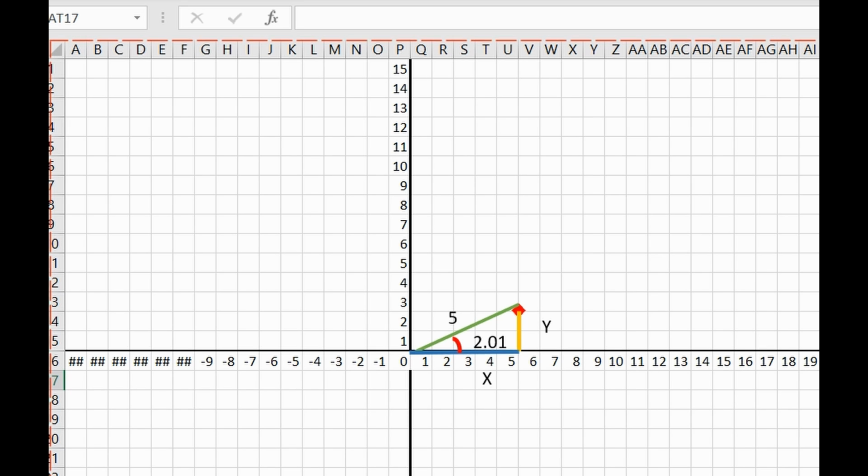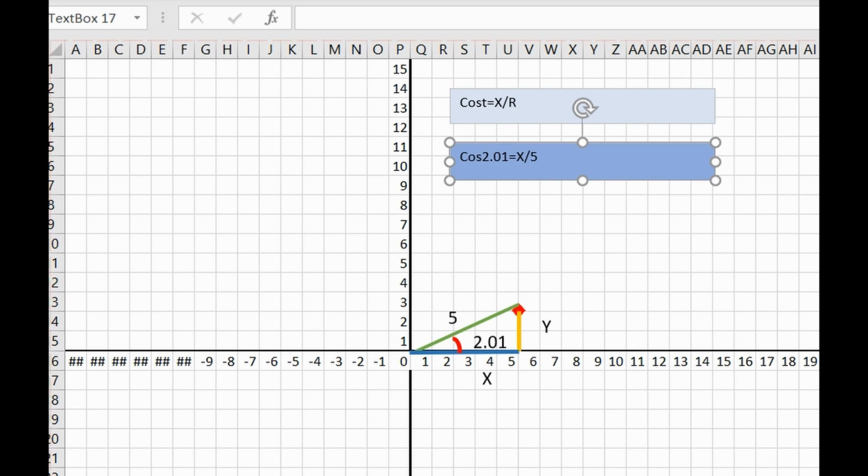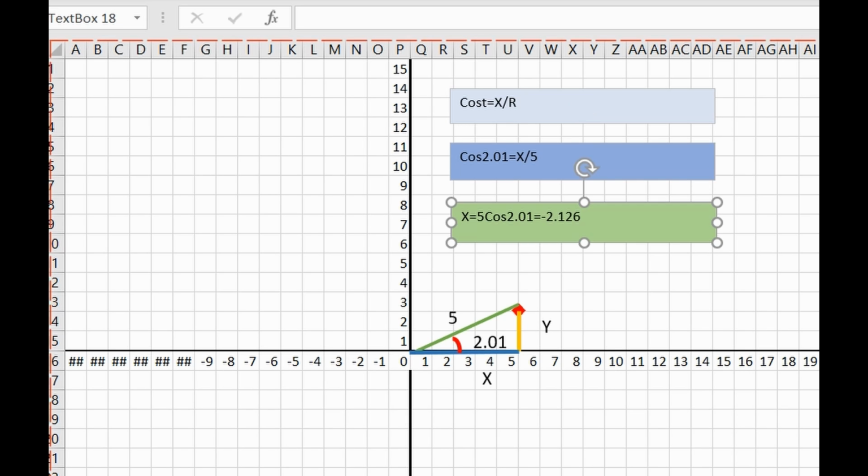First, I would like to find X. We know the rule of cosine: cosine is X divided by R, which is 5. Then we put all the information we know in there, and X will give you the result: 5 times cosine 2.01. The final result will be minus 2.126, because the requirement is 3 decimal places.